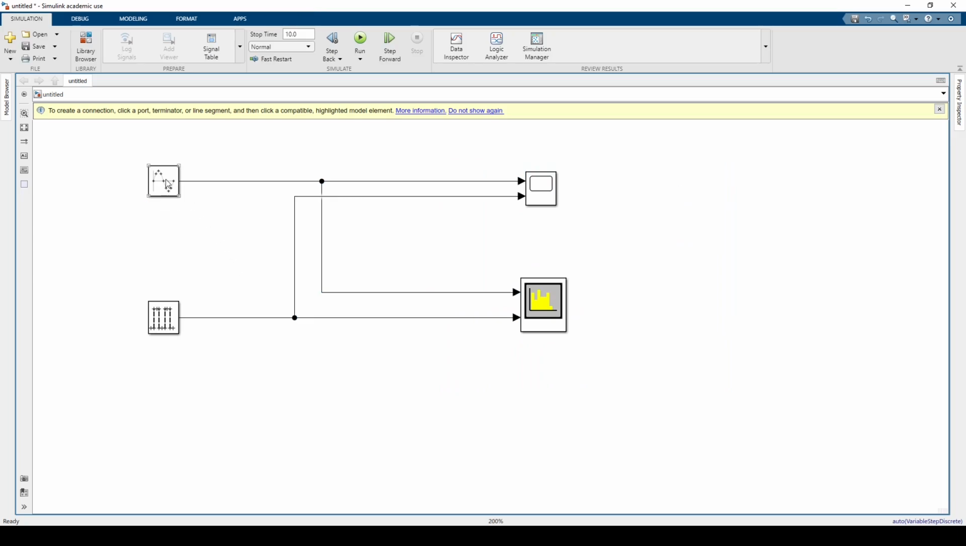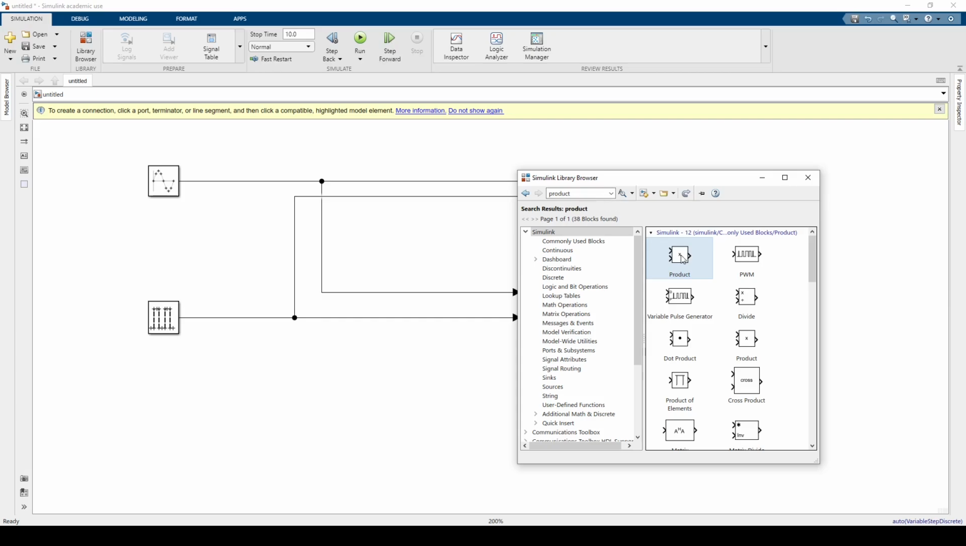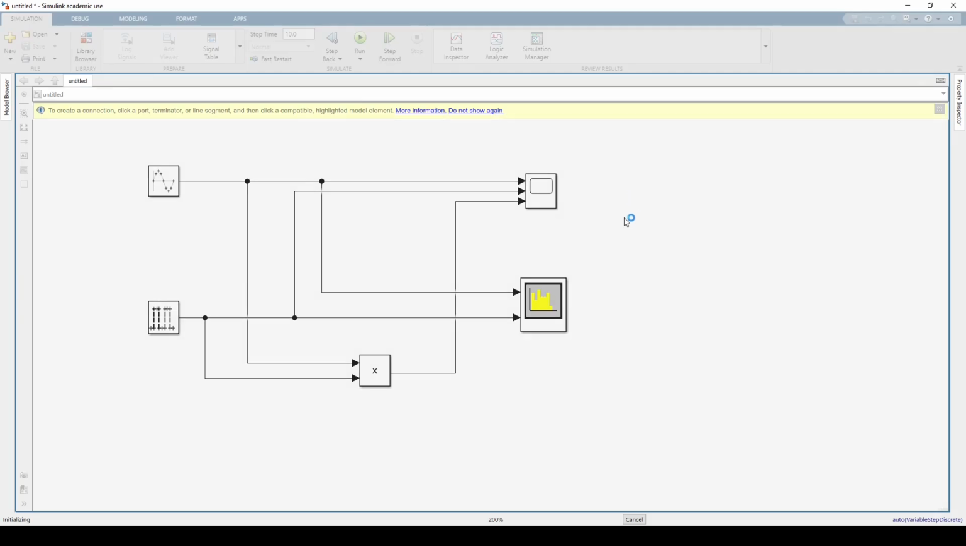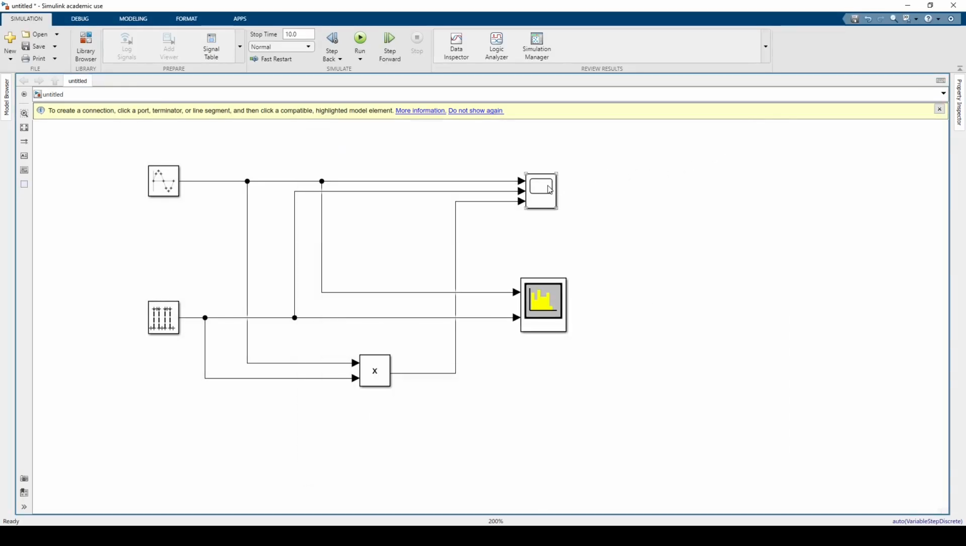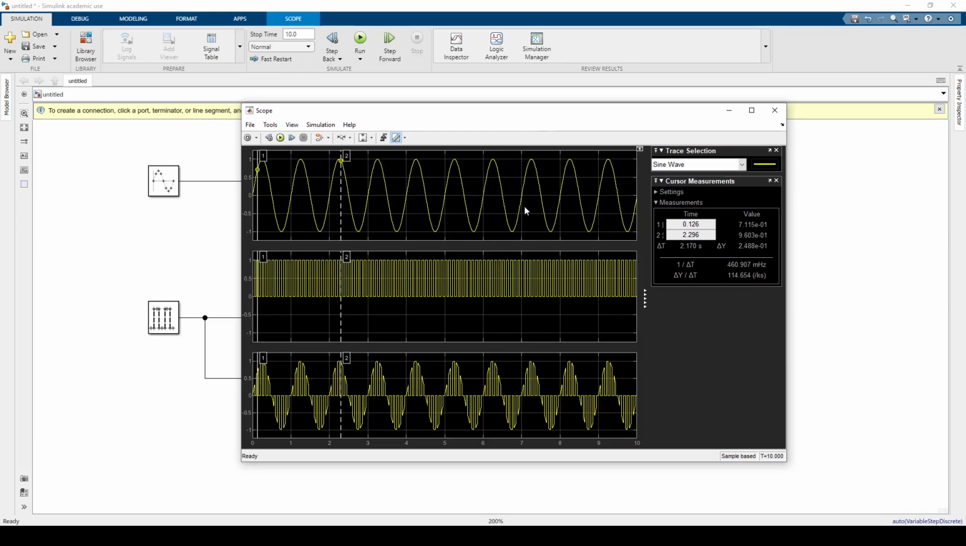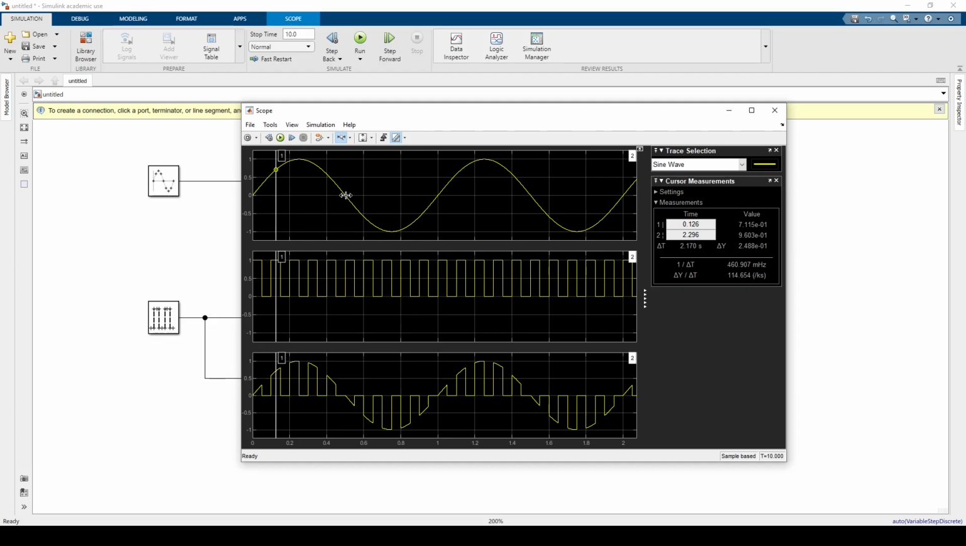And then to sample the sine wave with the pulse train, we're going to use a product block. Its inputs are going to be the sine wave and the pulse generator, and this multiplies both of these. So if we connect this to the scope, we hit run again, and we're going to change the layout again, and we'll zoom in on a couple cycles. We'll see that the sine wave multiplied by this rectangular pulse train gives us this plot.